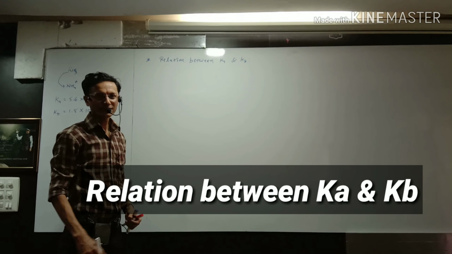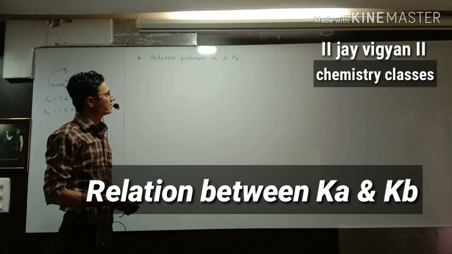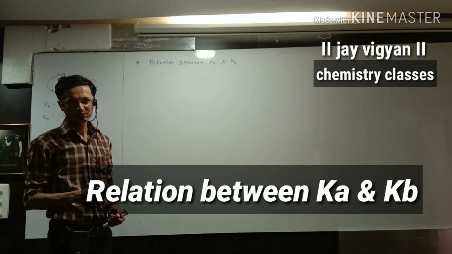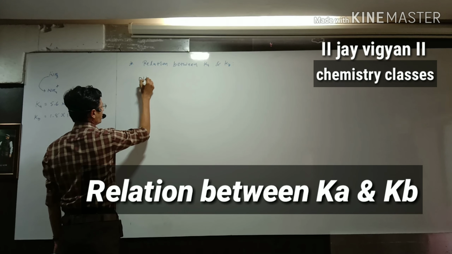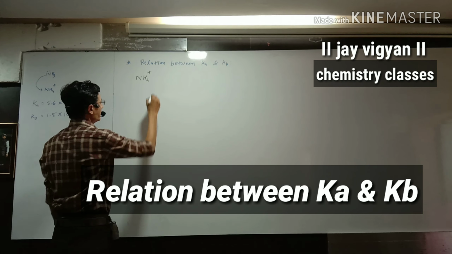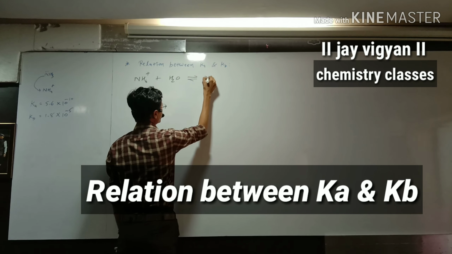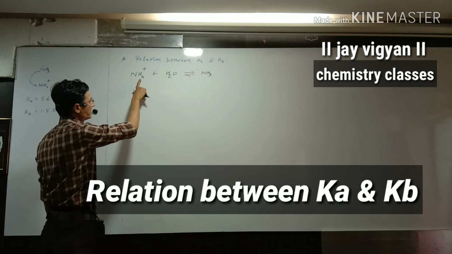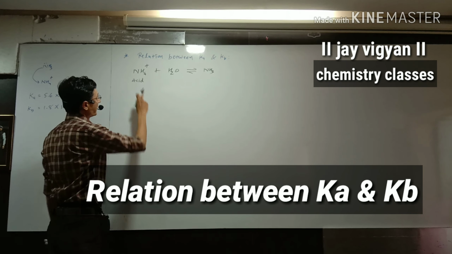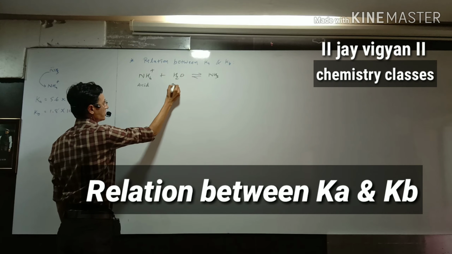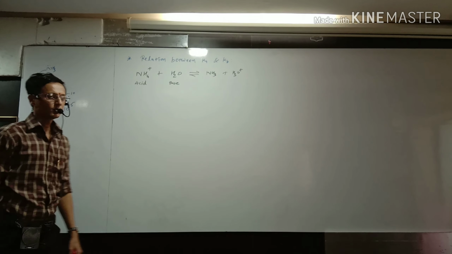The relation between Ka and Kb, the ionization constants for a weak acid and a weak base. We will take an example of ammonia as a weak base and ammonium ion as an acid. If we dissolve ammonium ion in water, it will produce ammonia, because ammonium ion has one H plus to donate, so it acts as an acid. This H plus is accepted by water, so water acts as a base and is converted into H3O plus.